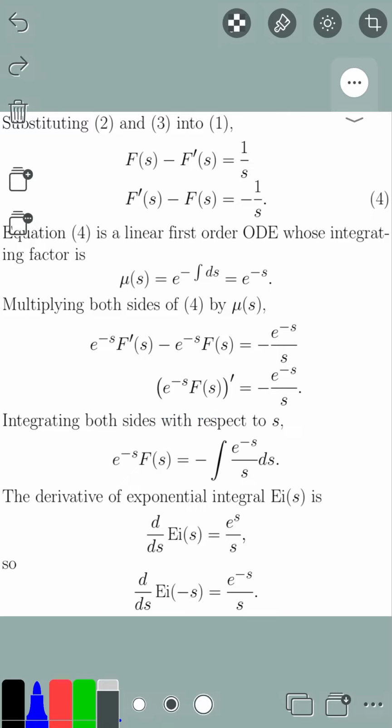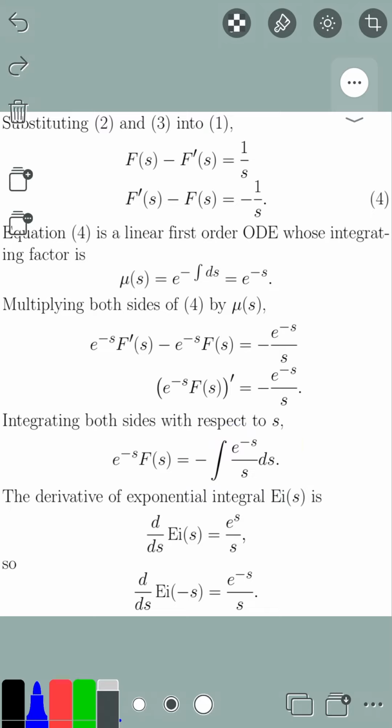And so now integrating both sides with respect to s, we get e to the negative s f of s, because integrating a derivative just gets back to itself. So e to the negative s times f of s is equal to the negative integral of e to the negative s over s ds. Alright, so this cannot be expressed in terms of any elementary functions. So we need to use the exponential integral.